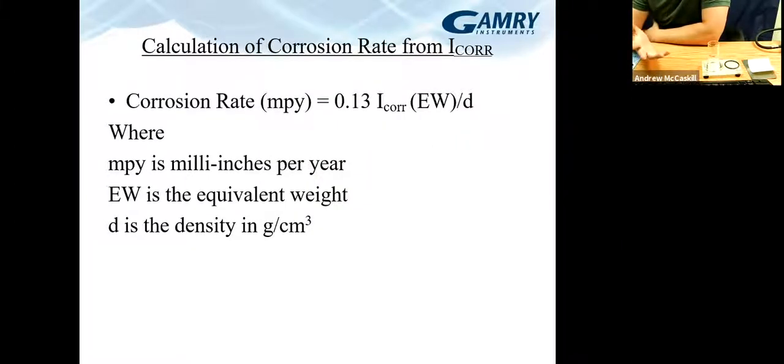Once we figure out what I-corr is, then if we want to convert that into a corrosion rate in milli-inches per year, you would just apply this equation. The equivalent weight is something you'll need to know, and the density, and you can simply convert this I-corr to a corrosion rate, and there you go. Three steps, and you have your corrosion rate of that particular material exposed to that specific electrolyte. And yeah, there you go. You'd have your corrosion rate. Simple as that.